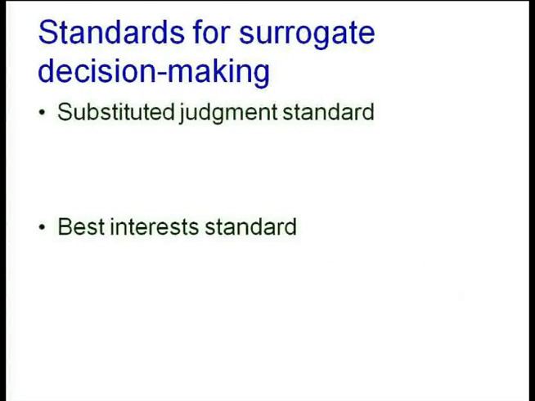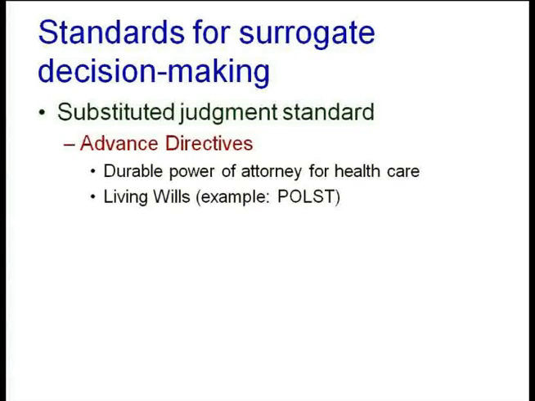Now, hopefully you remember from medical school ethics, if nothing else, there are two standards that we use for surrogate decision-making. One is the substituted judgment standard, trying to decide on the basis of what the patient would have decided if they'd been able to, versus the best interest standard, where we don't have any idea what the patient would have wanted. Under the substituted judgment standard, we have two choices, both of which are types of advance directives. The first type is a durable power of attorney for health care, where the patient has designated somebody to make decisions on their behalf.